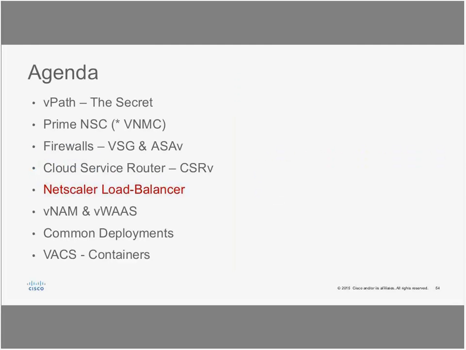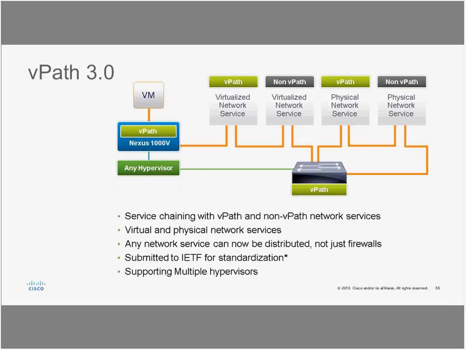And the first service that we came up with was a NetScaler load balancer provided by Citrix. It was a joint venture of Cisco and Citrix to provide that cloud level of load balancing with the help of vPath. So we came up with a new architecture on vPath 3.0 where we can integrate physical services, virtualized services, as well as non-vPath third-party services through vPath.